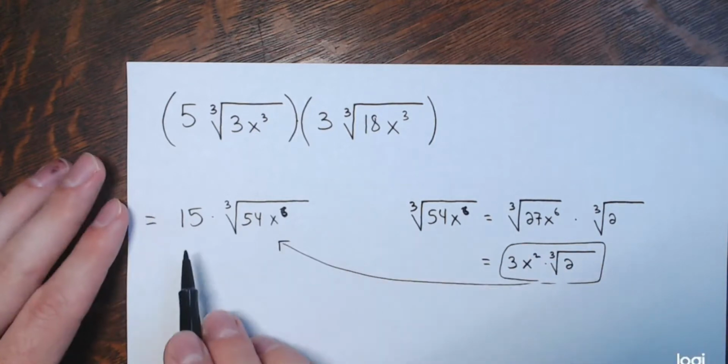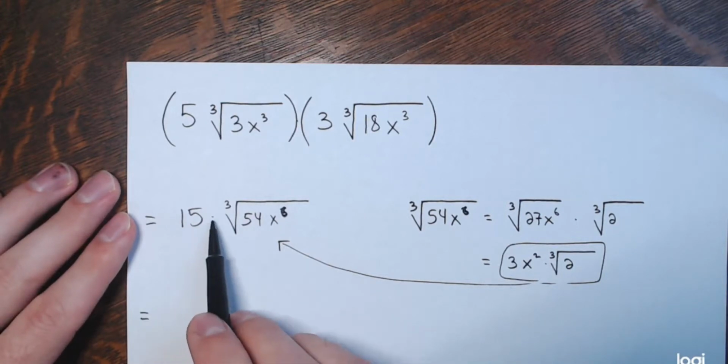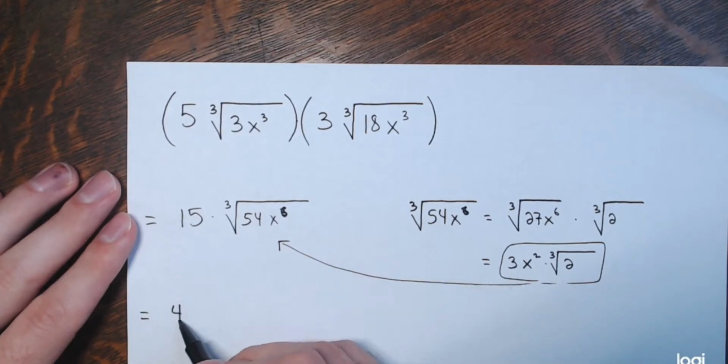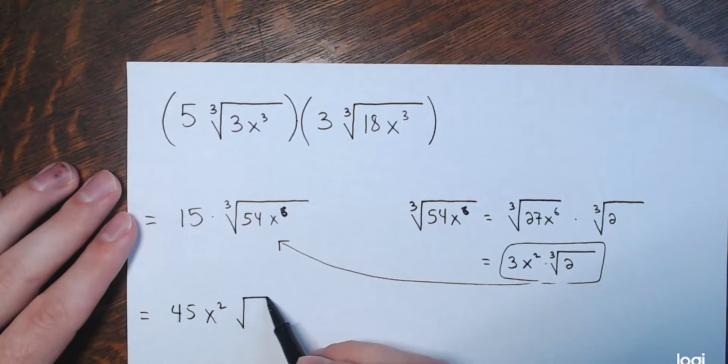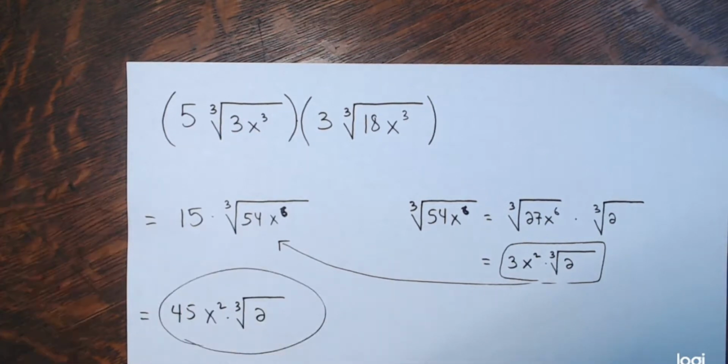And then don't forget we have times 15. So we have 15 times this. And 15 times 3 is 45. So we end up with 45x squared outside the radical times the cube root of 2, inside the radical. This is what they want.